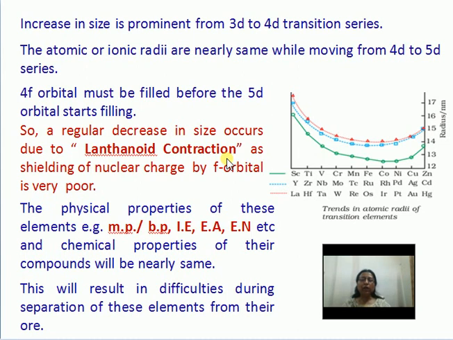And what happens because of that? As the atomic or ionic radii are the same, the physical and chemical properties of the 4D and 5D series elements will be the same. The physical properties like melting point, boiling point, ionization energy, electron affinity, electronegativity also control the chemical properties. And the result will be that it will be very difficult to separate these elements from each other when we try to get a pure compound from the ore of these compounds.